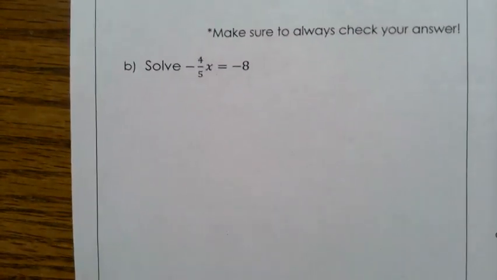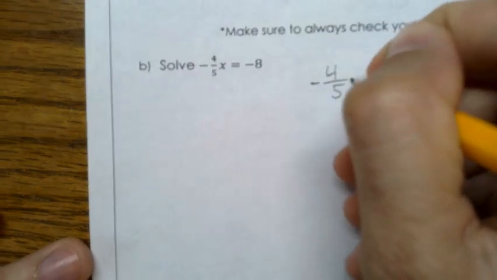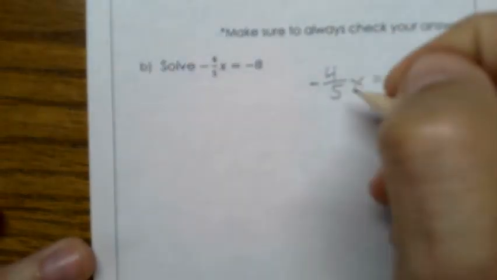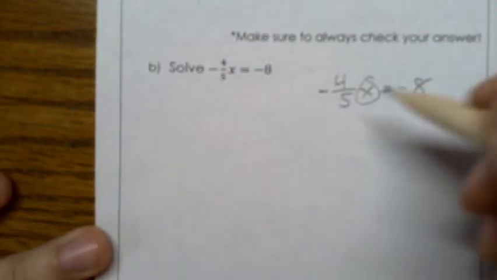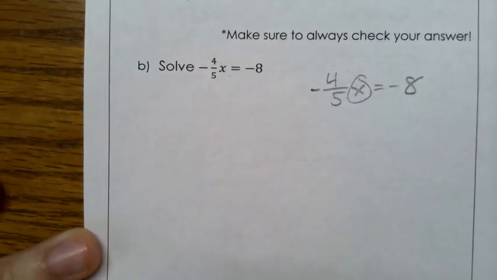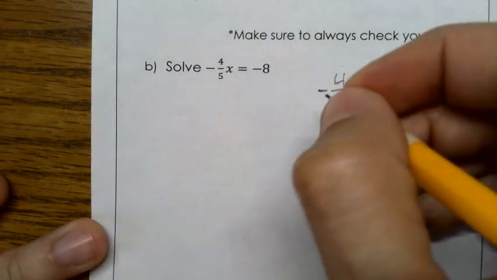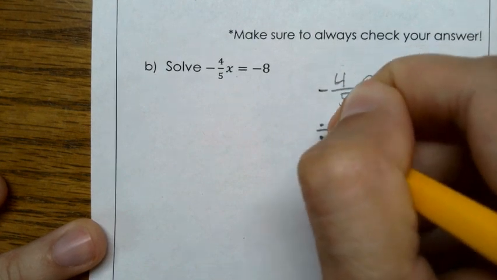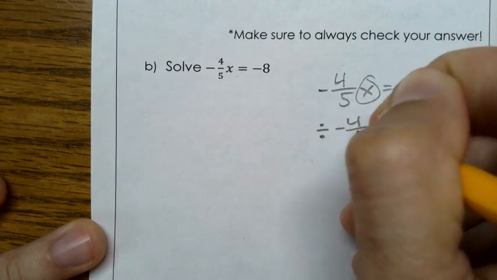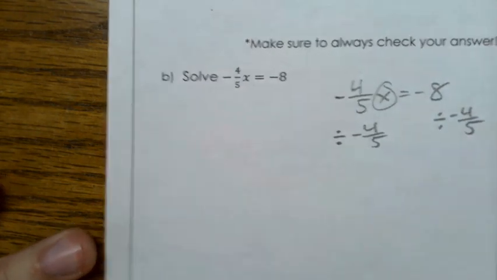Okay, let's take a look at this one. So I'm going to rewrite it. Circle my variable. And I notice that I need to get rid of this -4/5. This is -4/5 multiplied by x, so it's multiplying, meaning I need to divide by -4/5. And I need to do that on both sides.